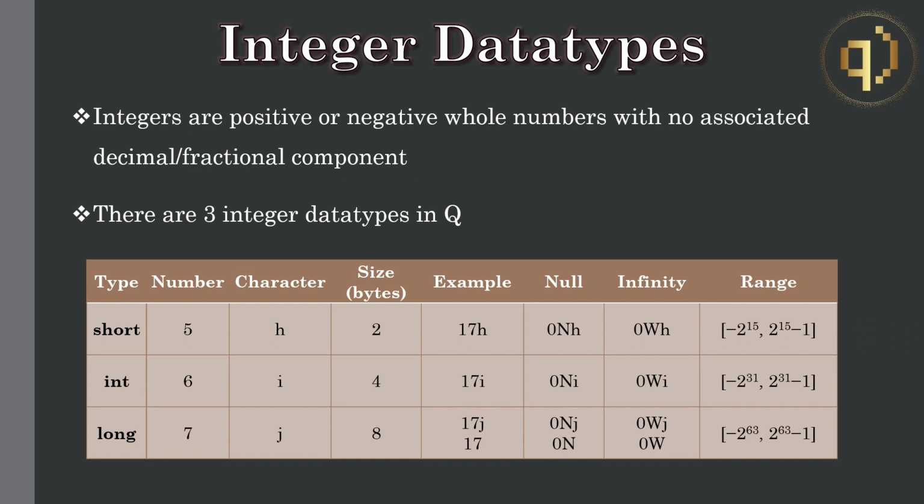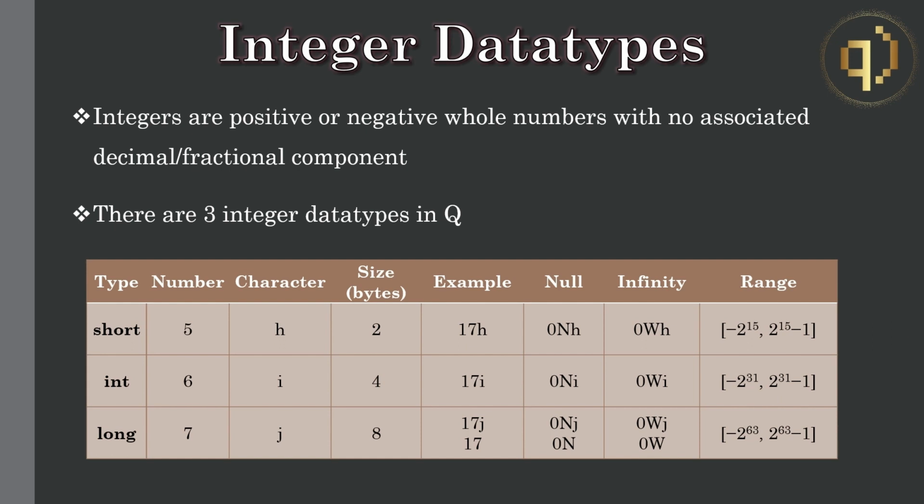The short data type is a 16-bit or 2-byte integer value. In Q, a short integer can be defined and identified with a H character suffix. For example, 17H is the short integer 17. Short values can range from -2 to the power of 15 up until 2 to the power of 15 minus 1.